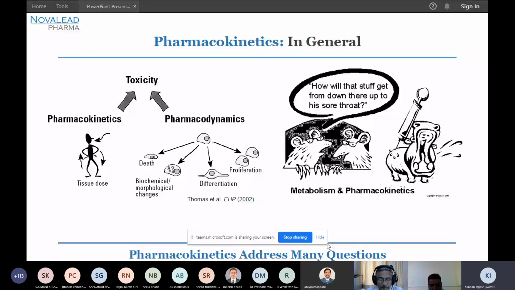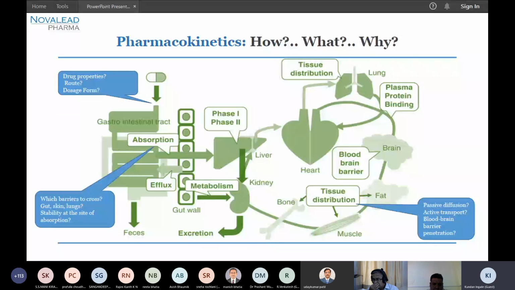So the mice are really wondering how that injection given to him is going to cure his sore throat. Basically it is the same question we are trying to address: whatever drug we administer, how is it going to go and relieve the problem that the drug is supposed to resolve. Just a brief snapshot of what goes in and how it goes. As we all know, when you take a tablet or a capsule, it goes into the gastrointestinal tract, and then finally it is absorbed into the systemic circulation, from where it goes into different tissues.